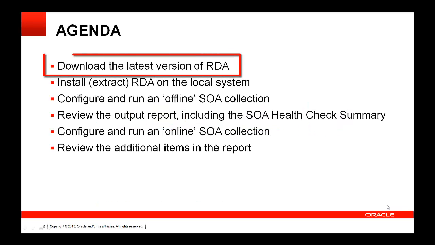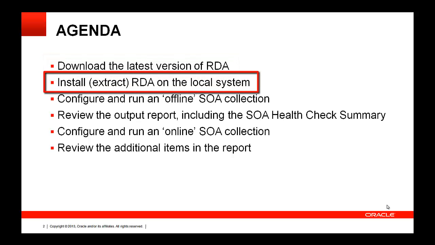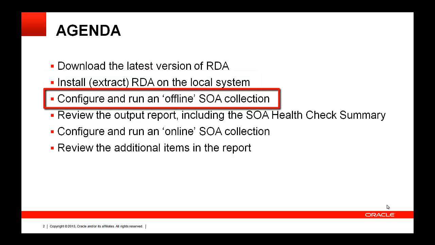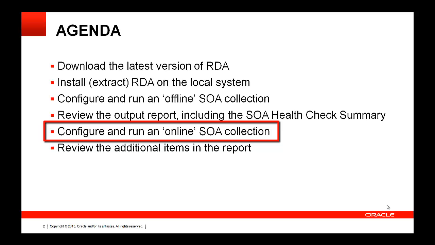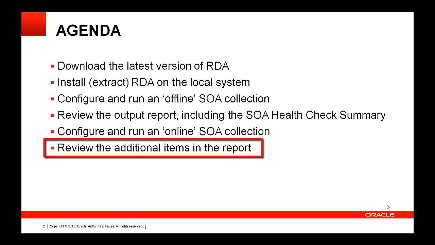We'll start by downloading the latest version of RDA, which as of today is 8.1. We'll install RDA by extracting the package. We'll then configure and run a SOA offline collection. Next, we'll review the output report and the SOA health check summary. Lastly, we'll configure and run a SOA online collection and review the additional items in the report.